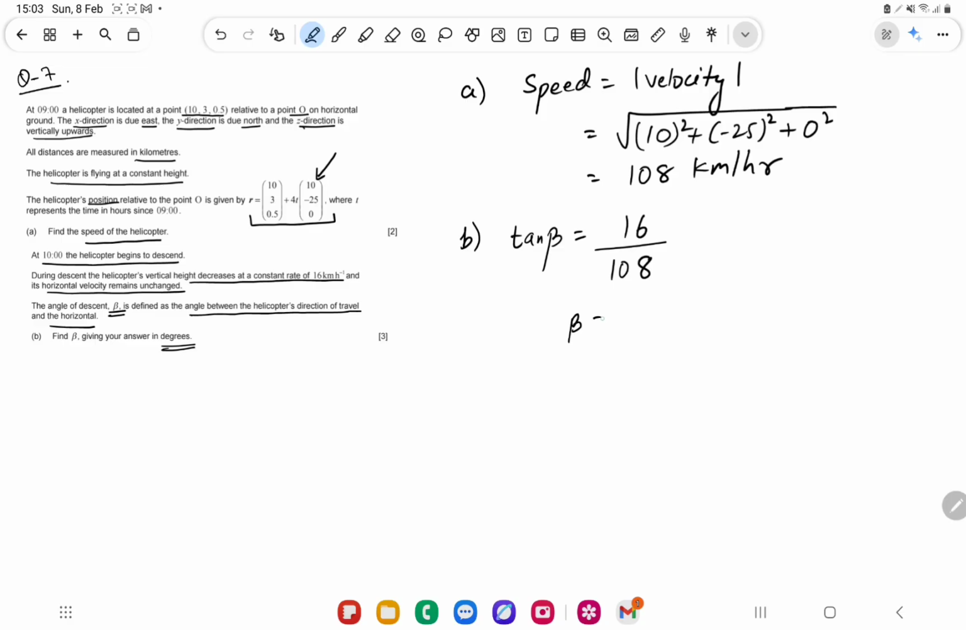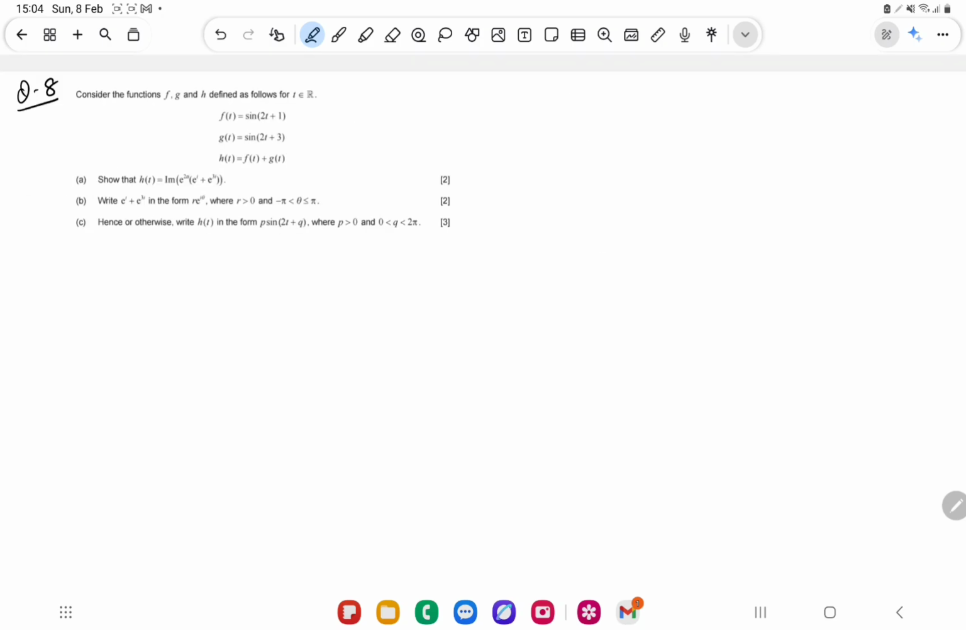So after solving this, I will get my beta as 8.45 degrees. Now we have to remember to put our GDC in degrees before solving this. Now let's move to question number 8.